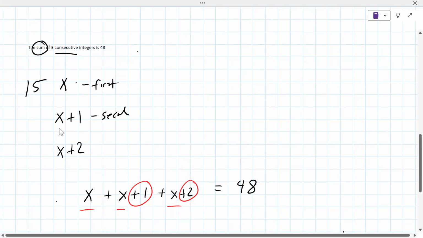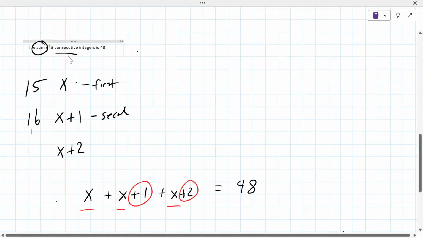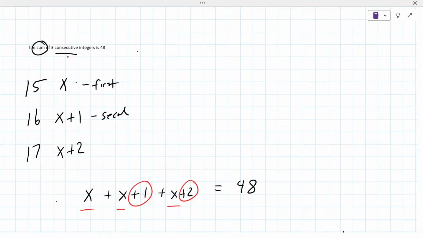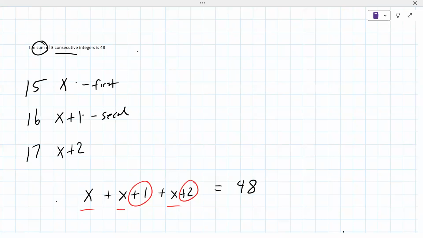How are we representing the second? 16. What about the third number? And then 18. Nope, 17. Consecutive means they increase steadily in order. Okay. So I thought you were adding plus 2 from 16. That's why I've got to be careful. You could call them X, Y, and Z, but that's more complicated.